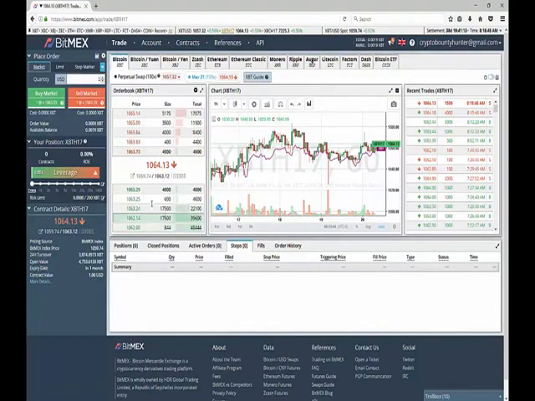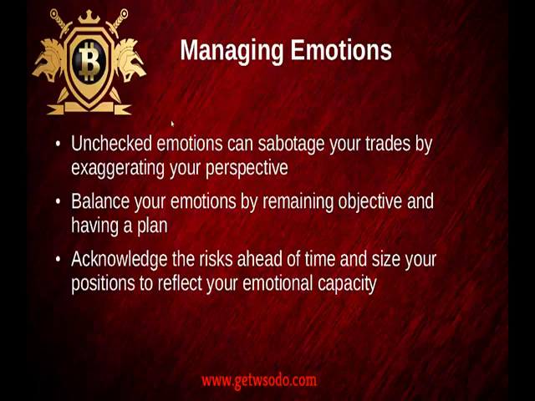Managing emotions is something that many traders have the most difficulty with, because unchecked emotions can sabotage your trades by exaggerating your perspective of the markets. Oftentimes, traders are their own worst enemy, and you could have the best trading plan in the world, but can you execute it without your emotions sabotaging that trading plan?